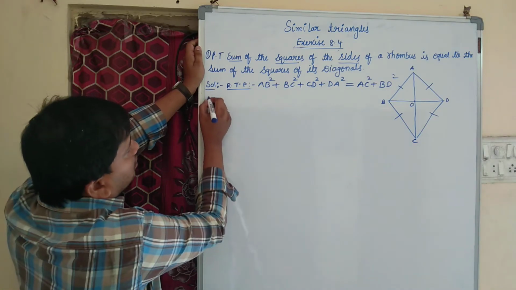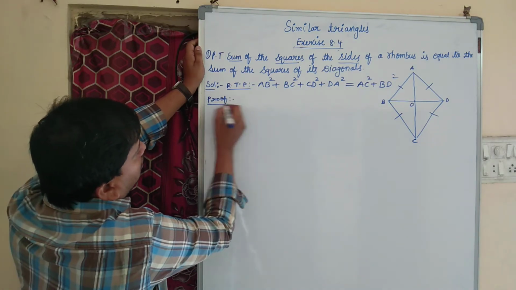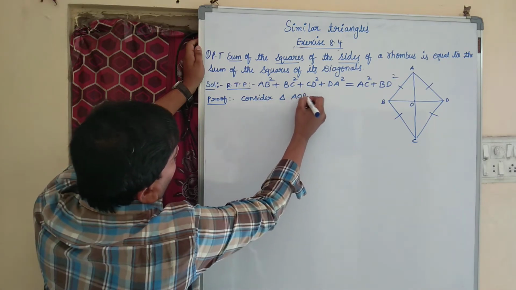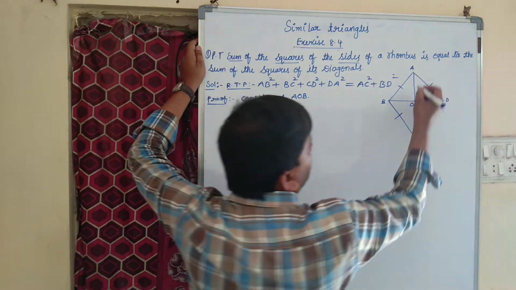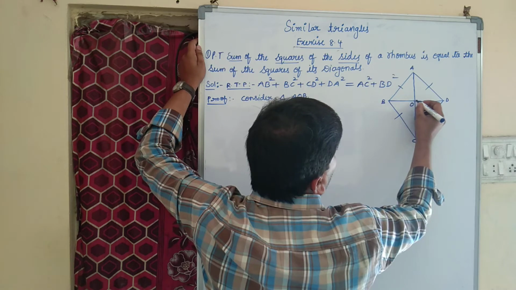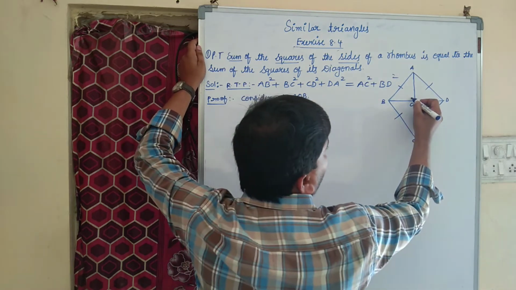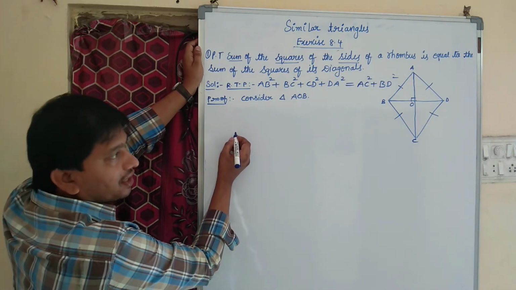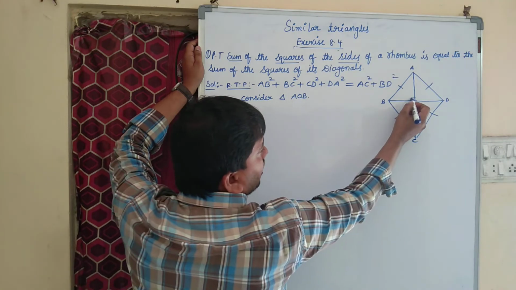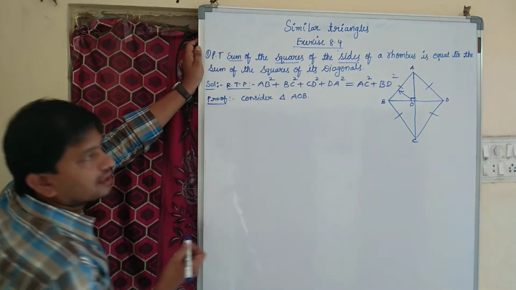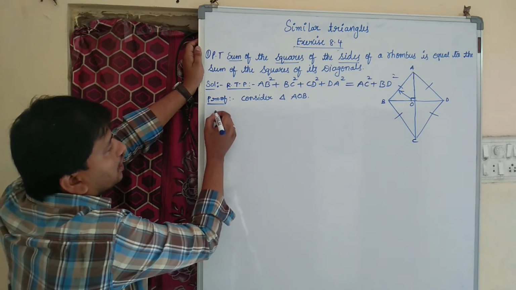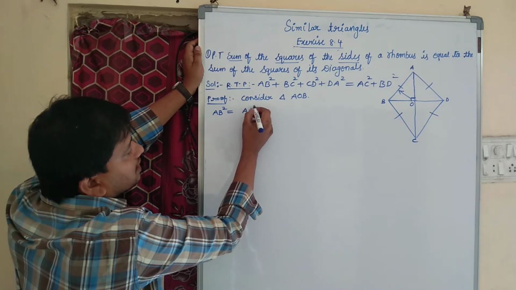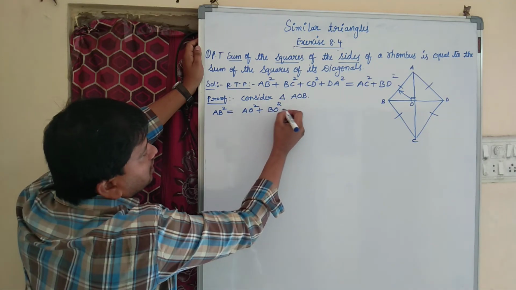Now the proof. Consider triangle AOB. The right angle is at O. By using the Pythagoras theorem, the side opposite to the right angle is called the hypotenuse. In triangle AOB, AB is the hypotenuse. AB square equals the squares of the two sides, AO and BO. This is equation number 1.